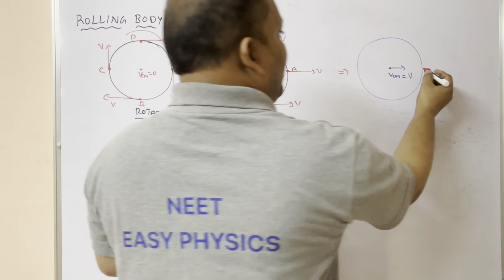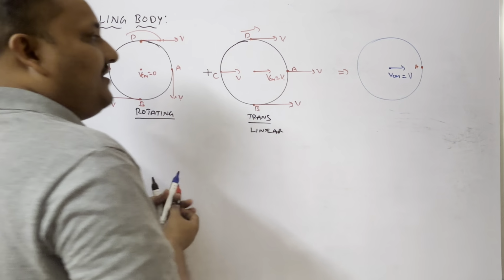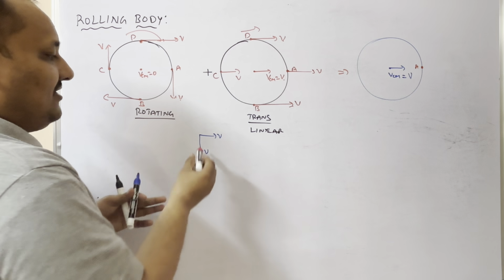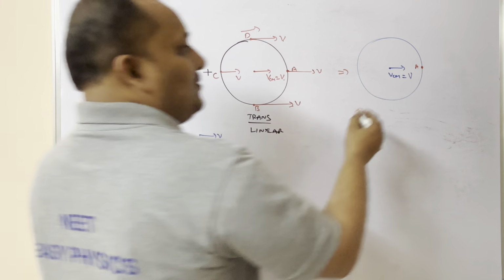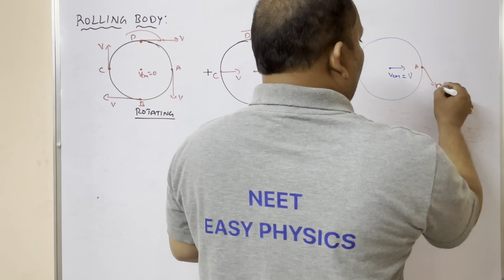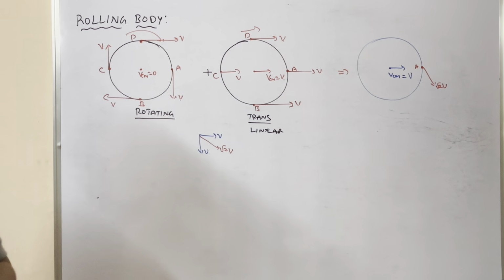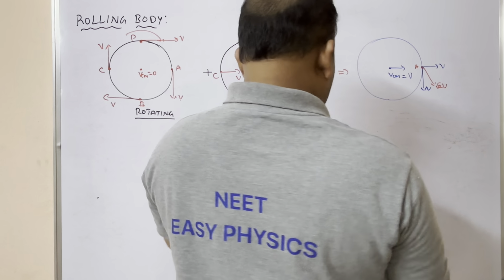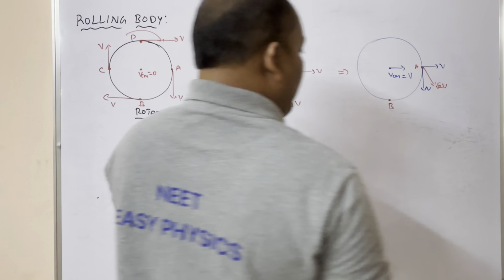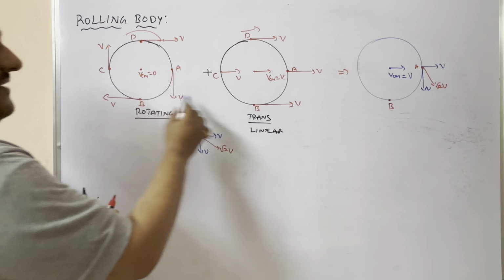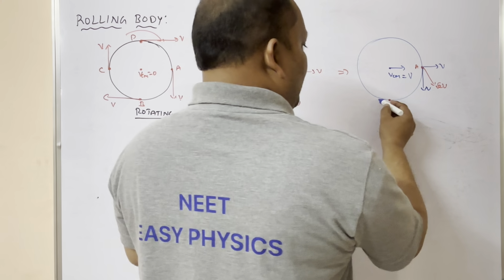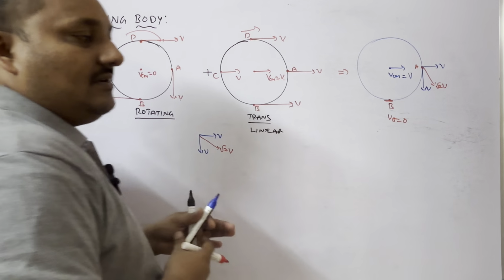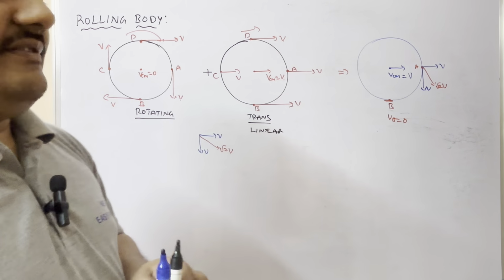Now what is the velocity at point A? If you are taking A, this is V, this is V. Therefore, V, V. What is the resultant of this? This is going to be root 2 V. Root 2 V, resultant of V and V. So what is the velocity at B? Velocity at B. One is left side, another one is right side. Therefore, at this position, velocity at B is 0. The point which is in contact with the ground, its velocity is going to be 0.